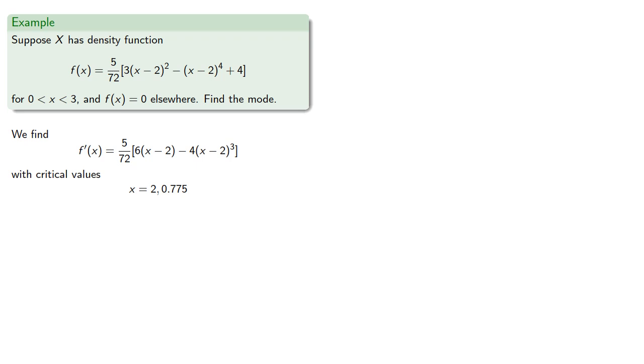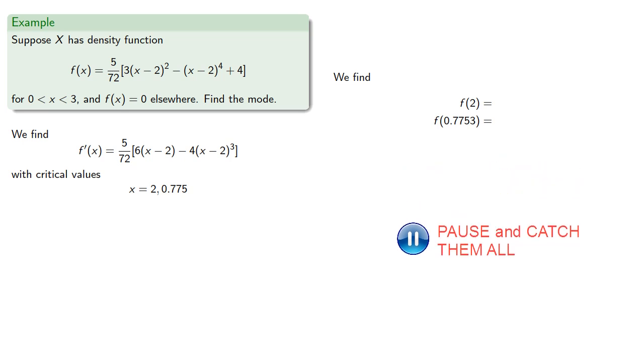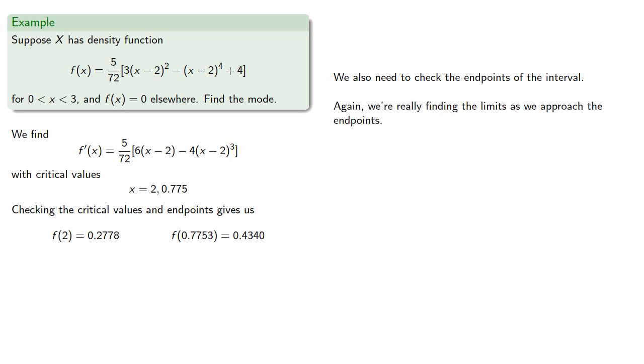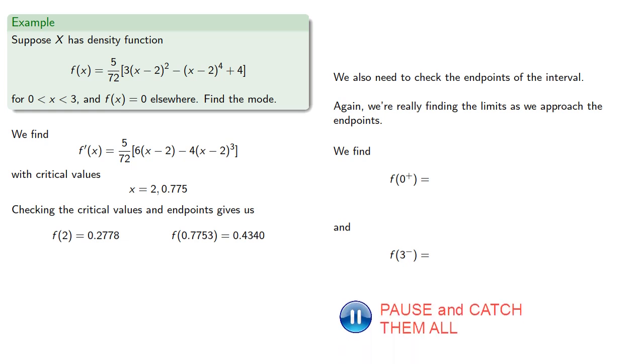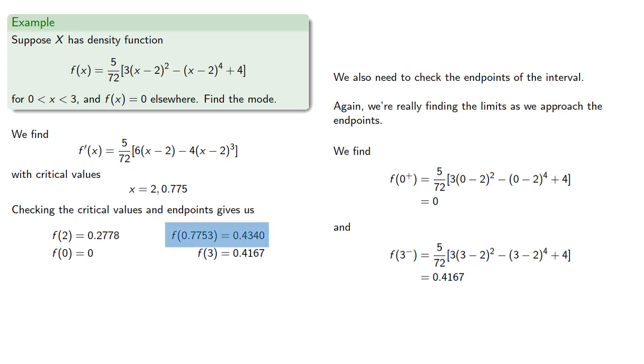So we'll find the values at the critical values. We also need to check the endpoints of the interval. And again, we're really finding the limits as we approach the endpoints. And so we find. And so we see that the greatest value is going to be at 0.7753, so that's the most probable value and the mode.